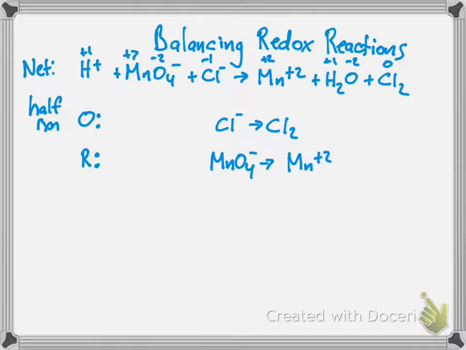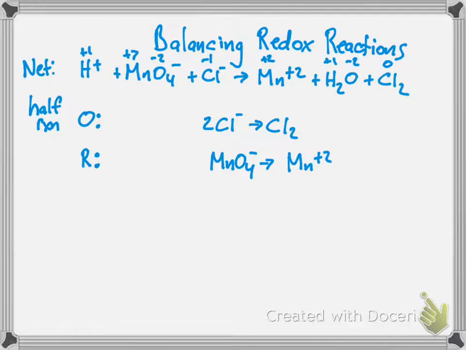So the first thing we want to do is balance our atoms. So I see 1 chlorine on the left and 2 chlorines on the right. So I'm going to put a coefficient there. The next, I'm going to balance the Mn's. There's 1 on the left, 1 on the right. But I notice there's 4 oxygens on the left. So I'm going to go ahead and add 4 oxygens to the right.